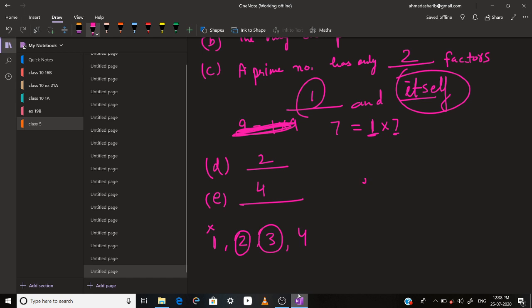Then F, there are dash primes less than 20. So less than 20, how many prime numbers are there? 2, 3, 5, 7, 11, 13, 17 and 19. These are the prime numbers less than 20. So 1, 2, 3, 4, 5, 6, 7, 8. Your answer is going to be 8. There are 8 primes less than 20.